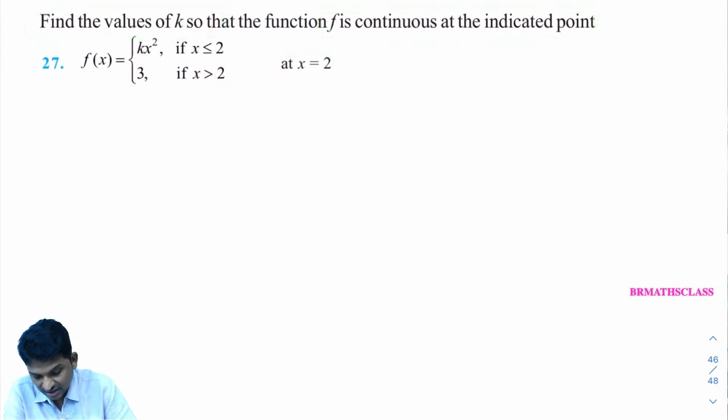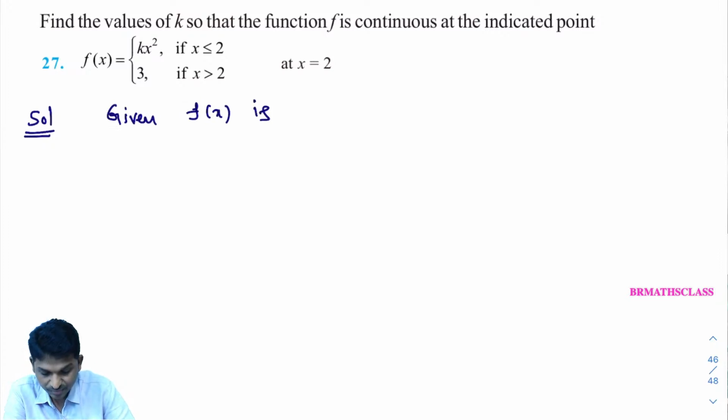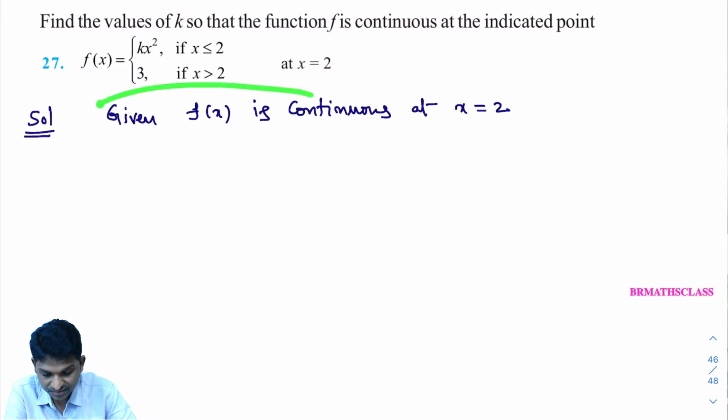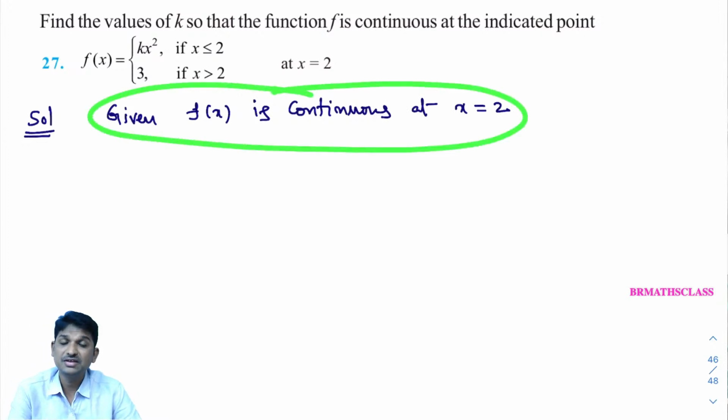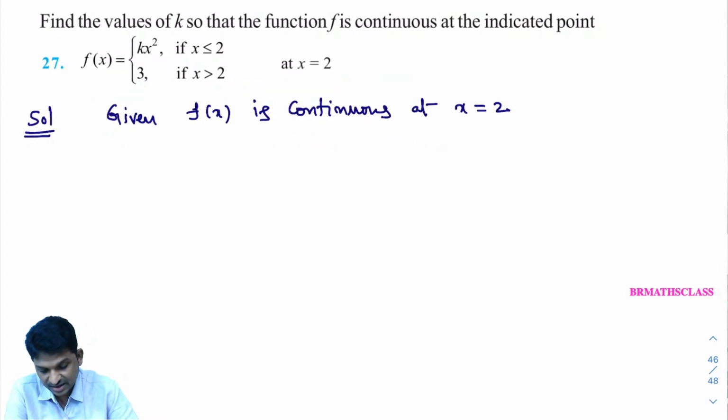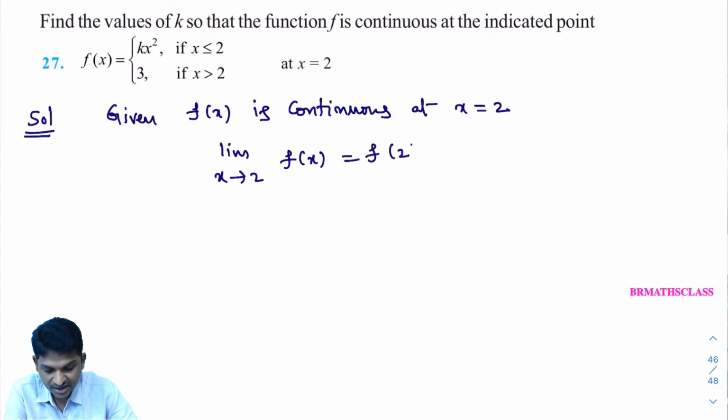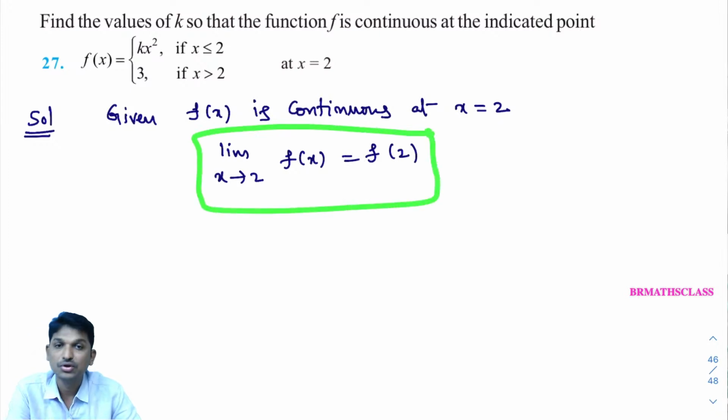So first thing, I'll write the given information in the question. What is the given information? They have given that f of x is continuous at x equal to 2. When f of x is continuous at x equal to 2, then what do you know? When we say the function is continuous at x equal to 2, we say that limit x approaches 2, f of x equal to f of 2. Then we say that the function is continuous at x equal to 2.